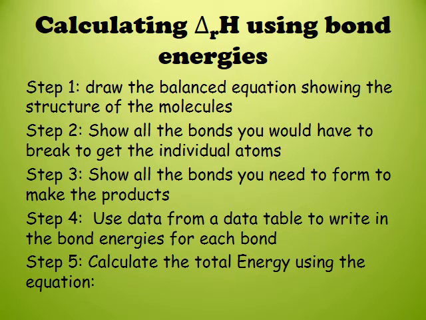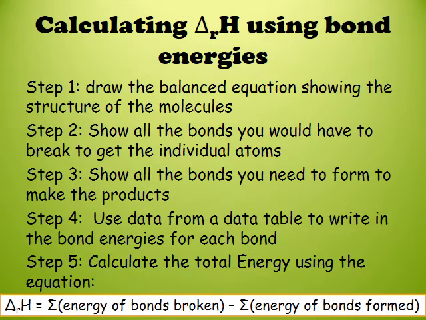The first step is you have to draw the balanced equation showing the structure of the molecules involved in the reaction. Step 2, you show all the bonds you would have to break to get the individual atoms. Step 3, show all the bonds you need to form to make these new products. Step 4, use the information that you will be provided with in the examination from a data table to write in the bond energies for each bond. And finally, in step 5, calculate the total energy using the equation.